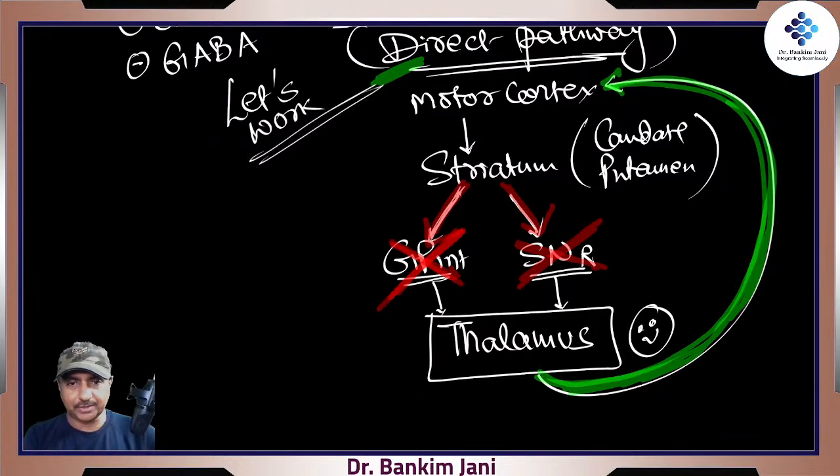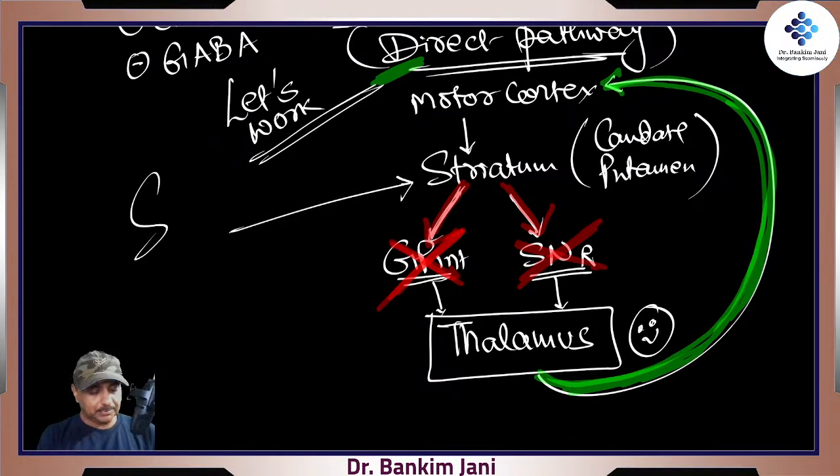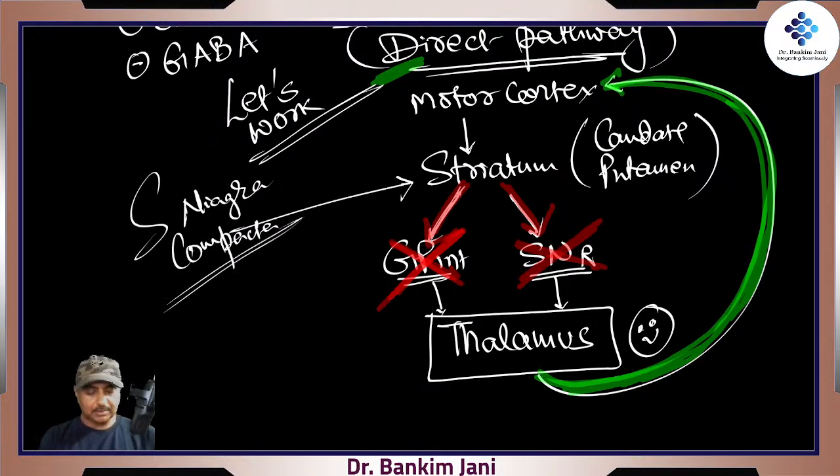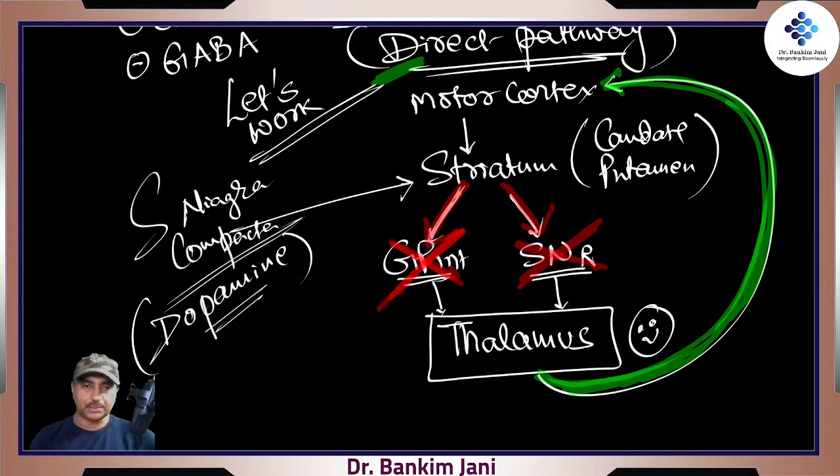In this we add something extra, and that extra is to be added onto the striatum, and that is the substantia nigra pars compacta. This is something which uses dopamine as the neurotransmitter. Let it come, boss. First, let's finish this.